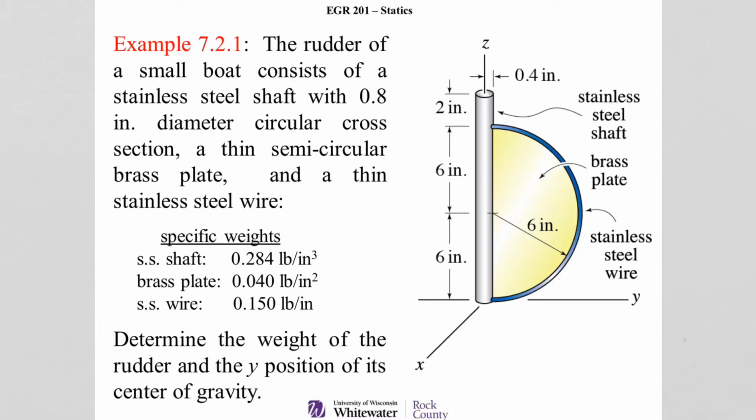Notice the units. The shaft is in volume, inches cubed. The brass plate is by area, inches squared. And last, the wire is by length. The problem then asks us to determine the weight of the rudder and the position of the center of gravity for this thing, in the Y position only. So we're only going to be looking at how far it is in this direction, right? How far out it is.